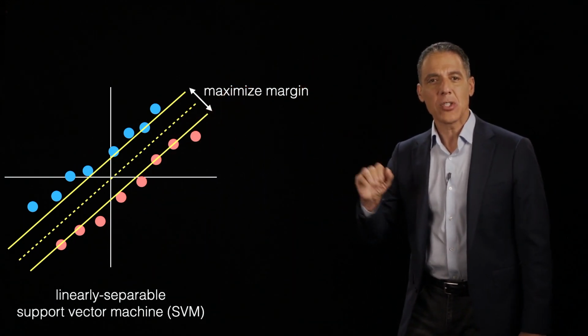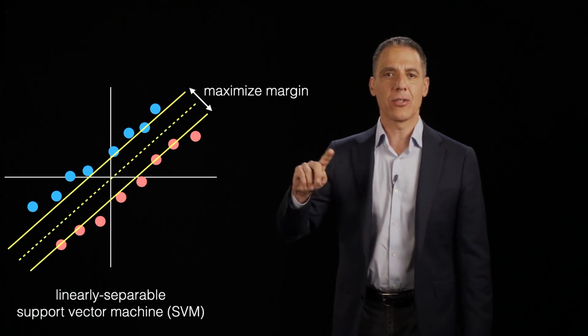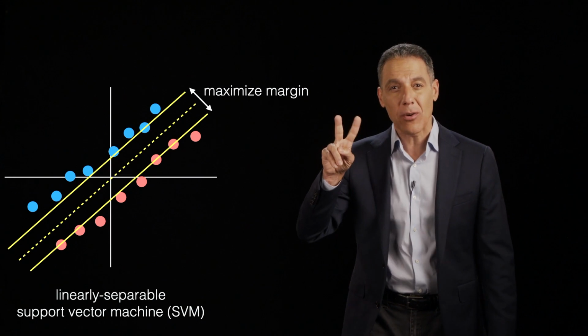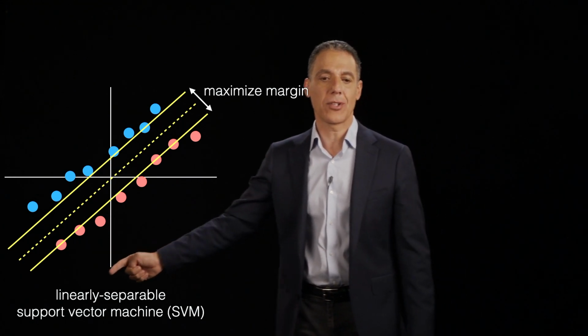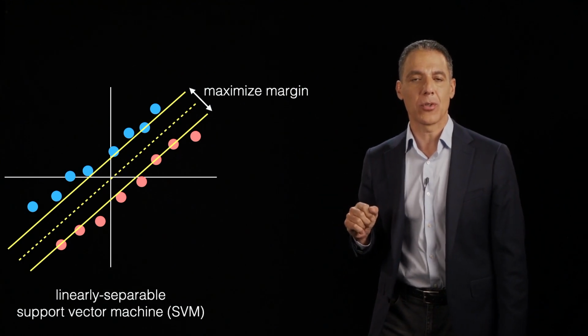So I misspoke early on. I said that there's two types of support vector machines: linear and nonlinear. Within linear, there are two subcategories. One is called the linearly separable, and one is called the non-separable. We'll talk about those, of course, as well.